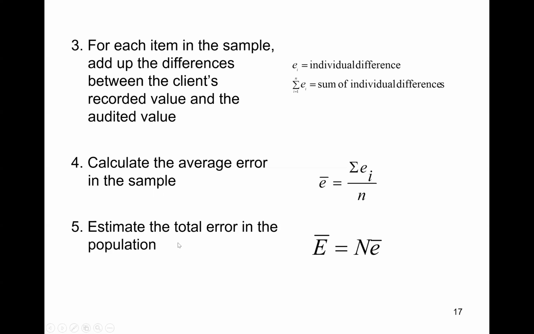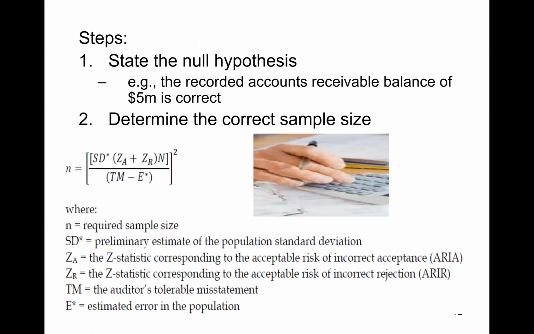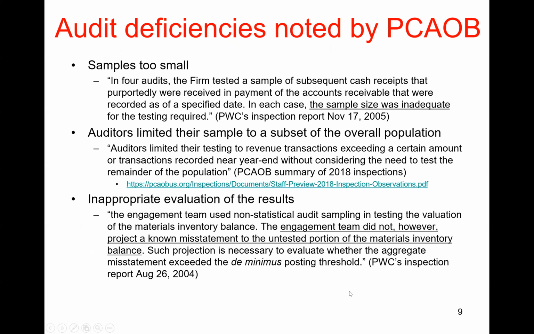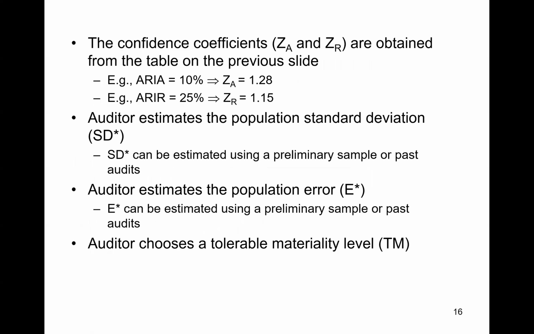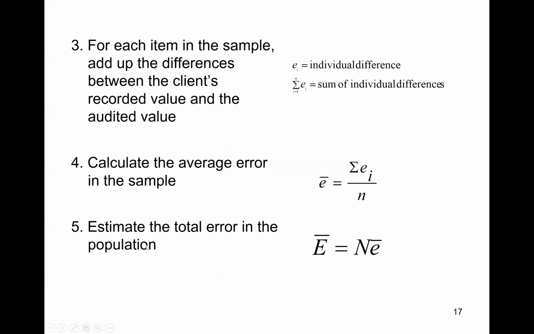And then you project to the population, right? Again, if I run back to here, this is what PwC failed to do. They did not project the known misstatement to the untested portion of the balance. So that's what you have to do here in step 5. You estimate the total error in the population, and the population I'm denoting here with capitals. So E bar is the estimated error in the population, which is the number of items in the population multiplied by the average error in the sample. Okay, so then you've got an estimate for the error in the population.